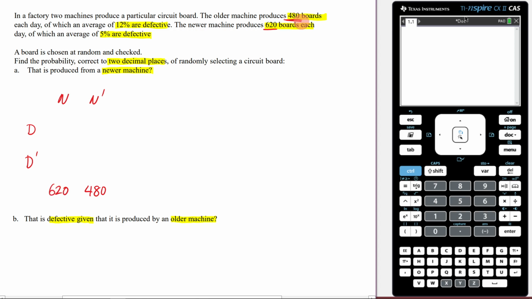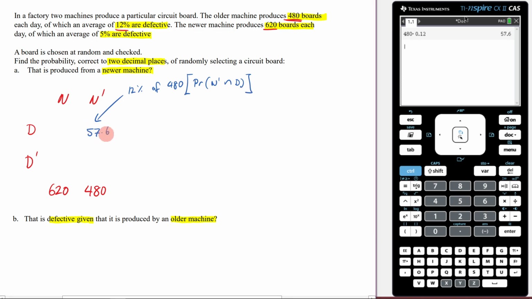We've been told that out of the 480 boards produced by the older machines, 12% are defective. So that means here, and I'll put this in blue, this one right here is 12% of 480. As you can see, this part right here is the probability of not new intersection defective. That's kind of what we're thinking of in this space right here. So I'm going to come to my CAS, 480, and then I'm going to times it by 12%, so 0.12.